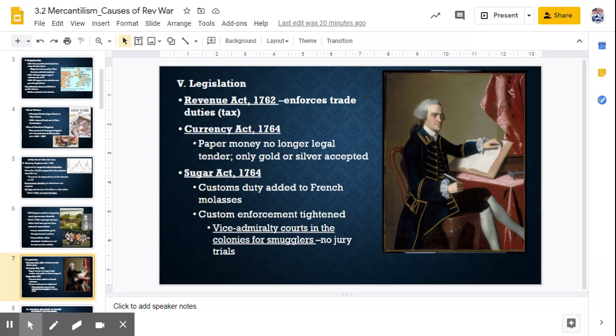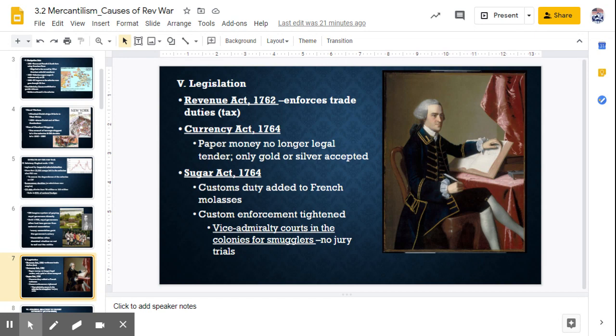2 years later, they passed something called the Currency Act. And the Currency Act was about money. So in colonial America, you had lots of different kinds of paper money. Pretty much every colony issued its own form of paper money, but it was not as valuable as being paid in gold or silver. So for the colonists, they often didn't have access to much gold or silver coin, so they loved being able to pay for everything with paper money.